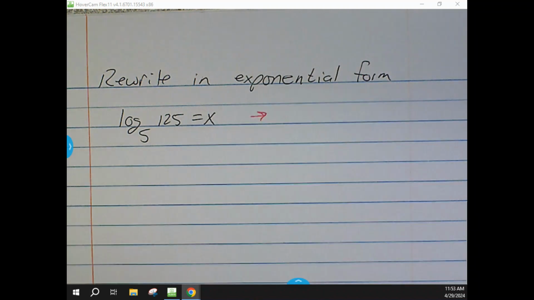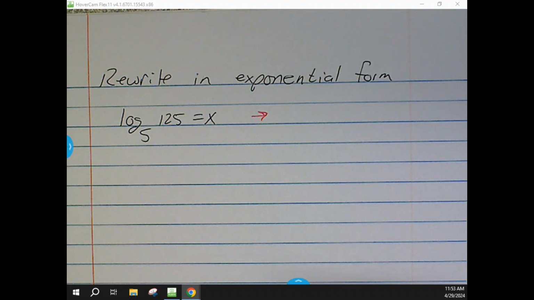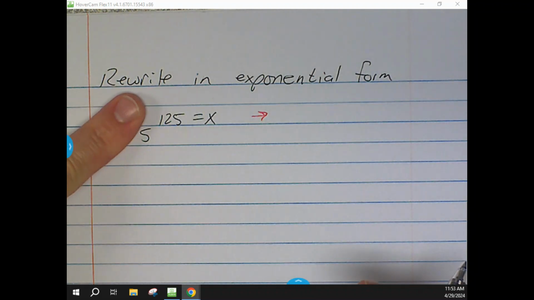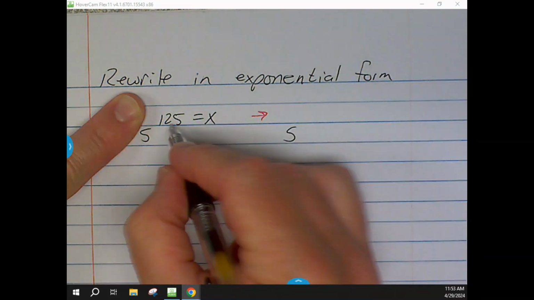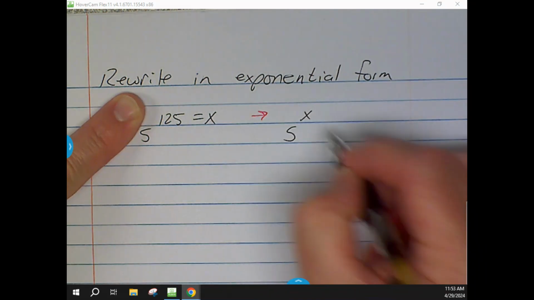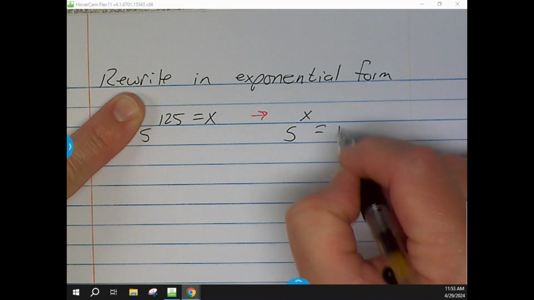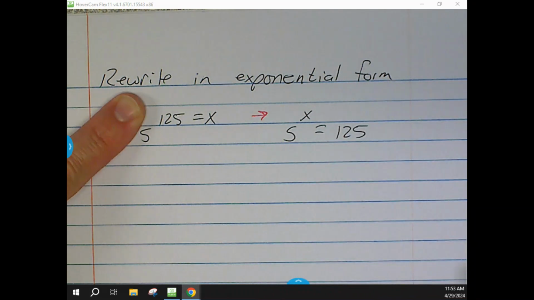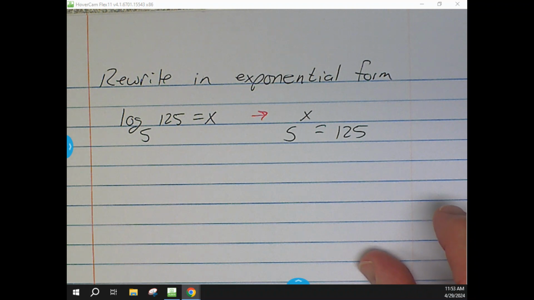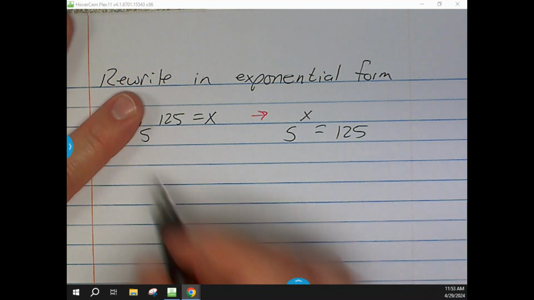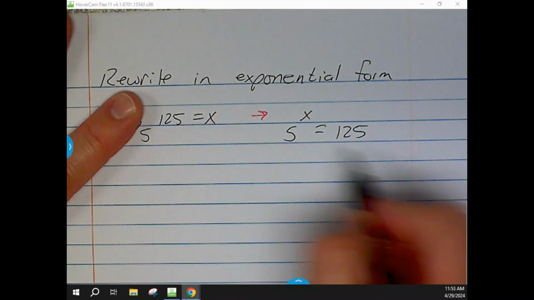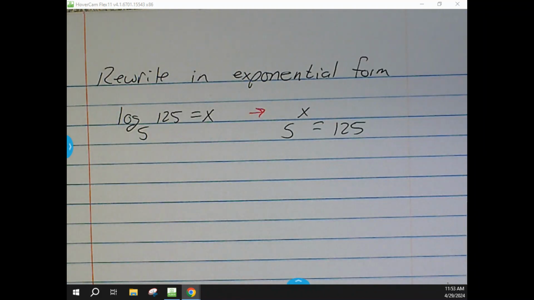All right, here's why this one's almost even easier to me. If they ask you to rewrite it in the exponential form, you basically get rid of the log part that's here. The 5 stays the same. It stays the base that's here. And again, you switch these two numbers, so the x goes up here, and then 125 goes there. So if you rewrite in exponential form, take the word log off, the base stays on the bottom, and then you just switch up those two numbers, and that's all you got to do.